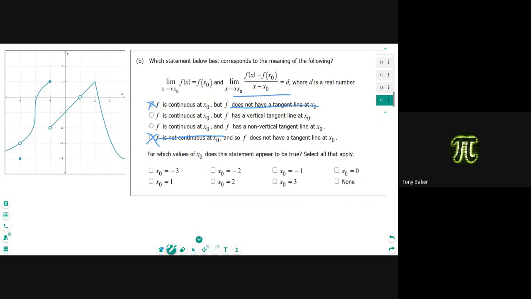All right, so it's one of the two in the middle. Can I have a vertical tangent line? This also says it's a real number. Infinity wouldn't count as a real number in that situation for a slope. So it does not have a vertical tangent line. So the actual answer is the one you're trying to eliminate, a non-vertical tangent line.